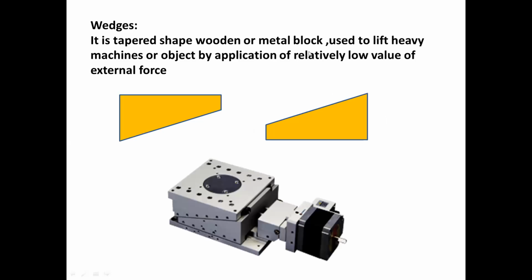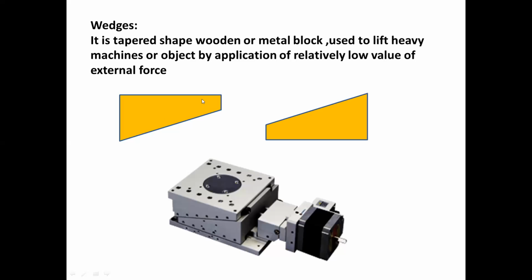So what is the meaning of wedge? A wedge is a tapered shaped wooden or metal block which is used to lift heavy machines or objects by application of a relatively low value of external force. So a wedge is basically a tapered block. It is a wooden or metal block.